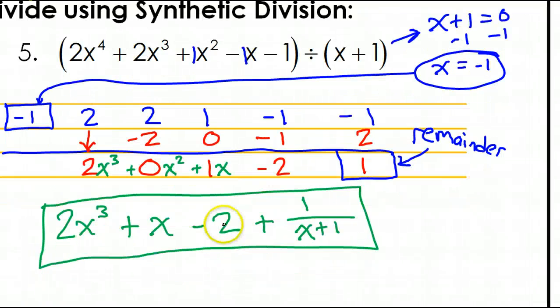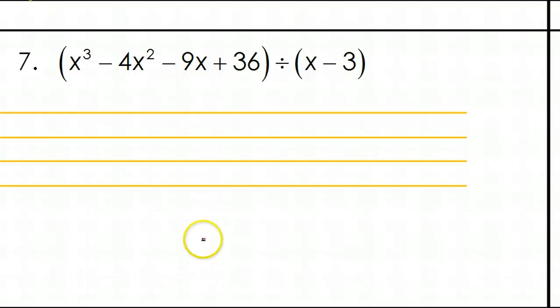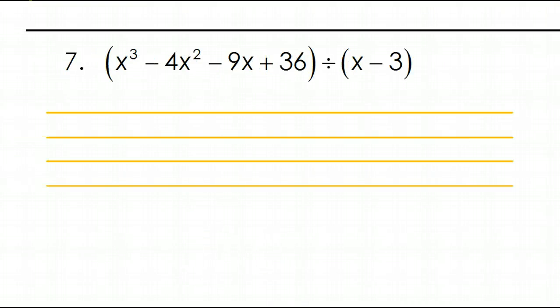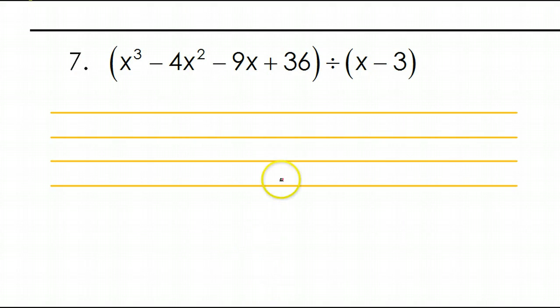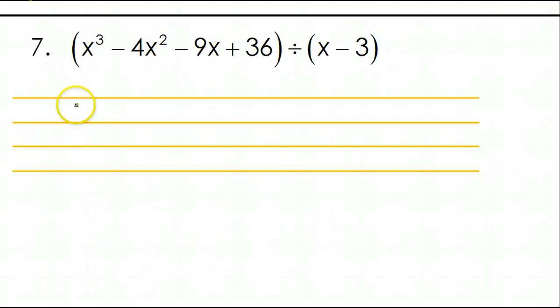Okay, how about number 7? All right, I think you'll agree this is much quicker than long division. So given the choice, you're going to want to do it this way every time, well, if you have a linear binomial. All right, number 7.